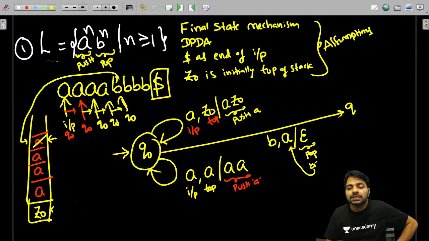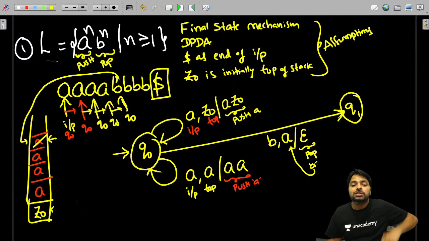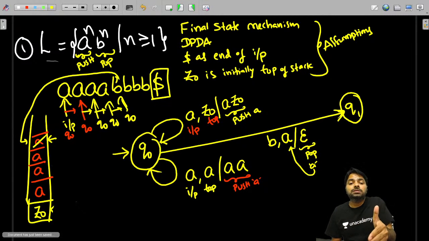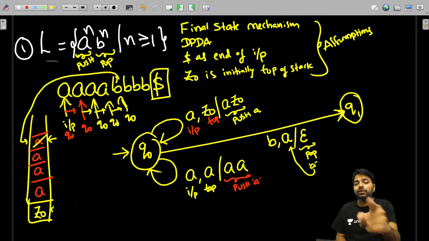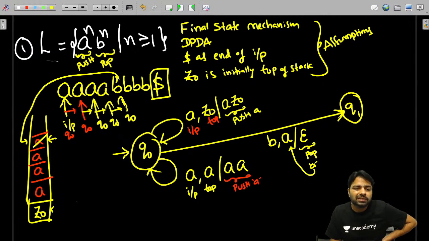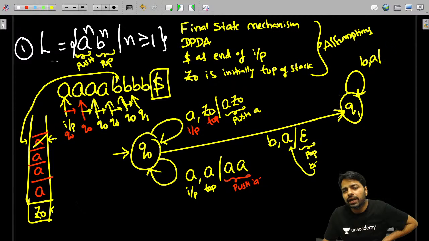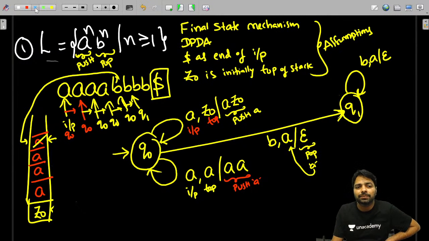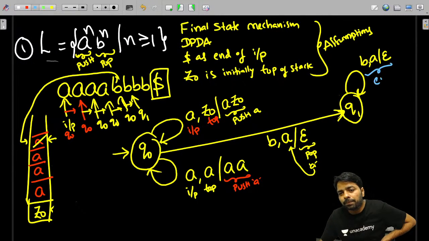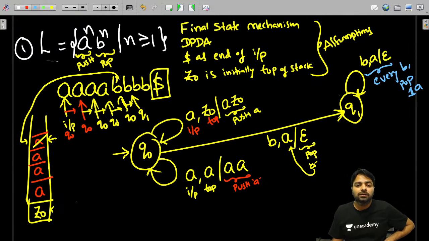And you are changing the state. Do not forget, if you stay here, there is a chance that if one more A comes after B, A might push. But we don't have A after B. That is the reason we change the state. That's all, Q1. Now at Q1, the job is the same: every B pops one A. That is the meaning. This can happen by staying at Q1 only.